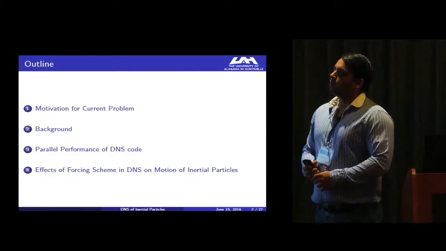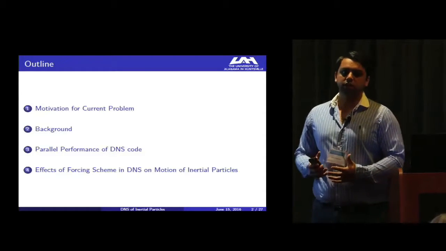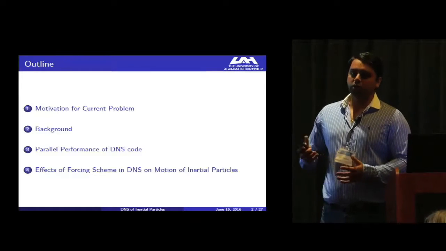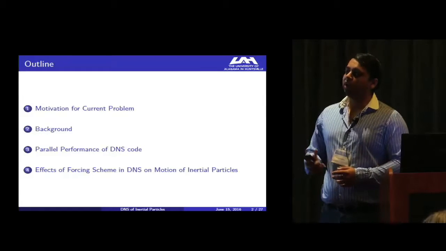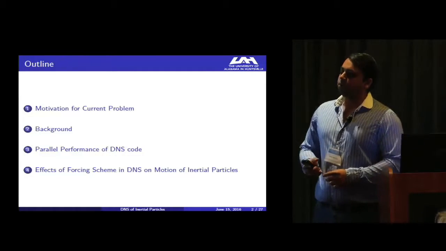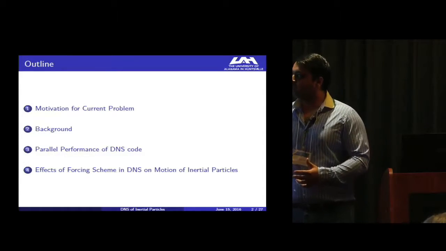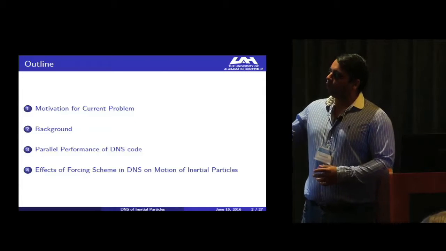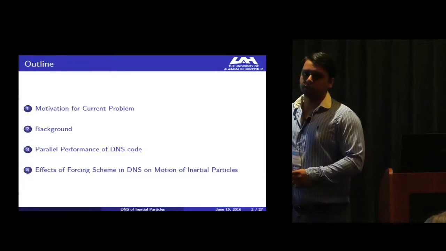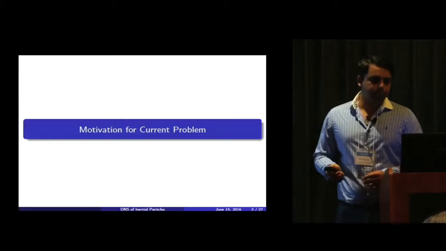So the outline of my presentation is I'll start with the motivation for the current problem, describing some natural and industrial applications where my particle intermittent flow research is applicable. And I will also mention some key statistics, and then I will describe our analytical work in a little bit of detail, followed by the parallel performance of our DNS code, and in the end I will discuss the effects of forcing scheme in DNS on motion of inertial particles.